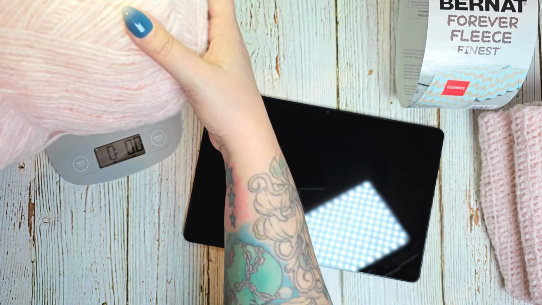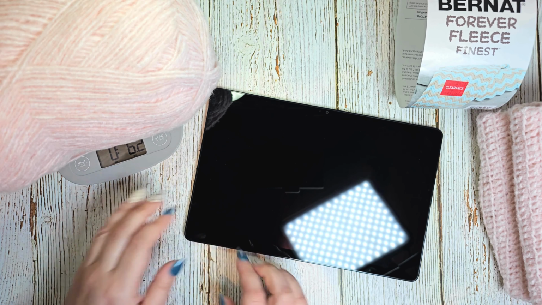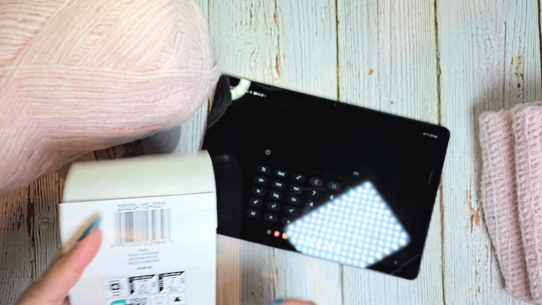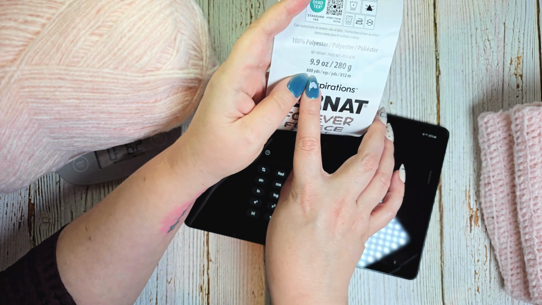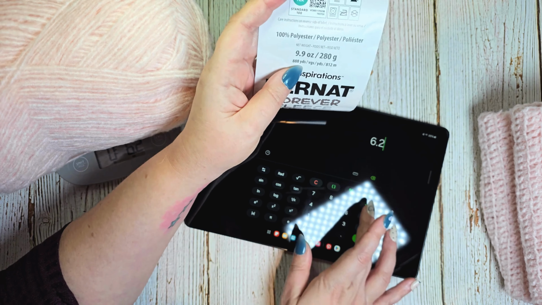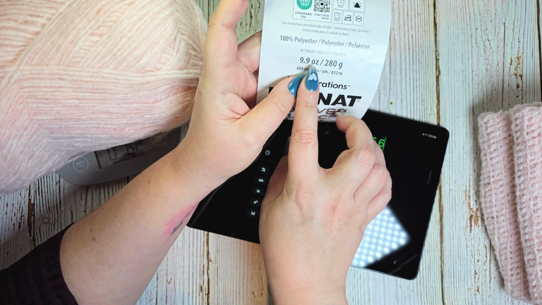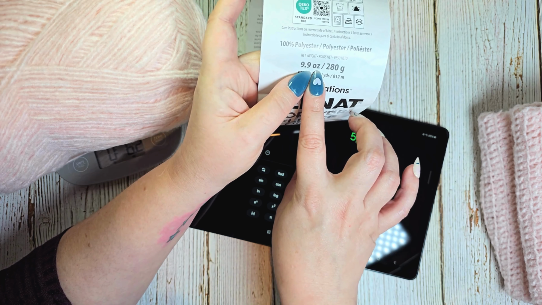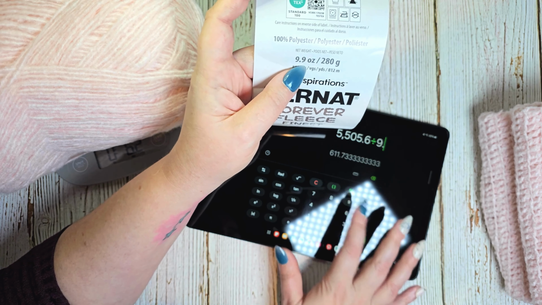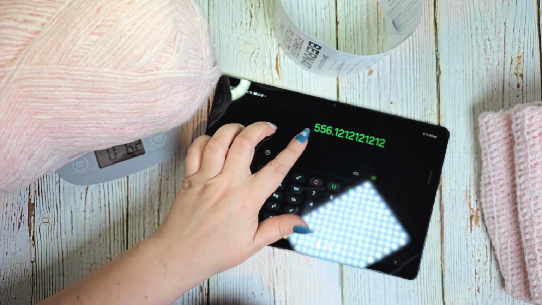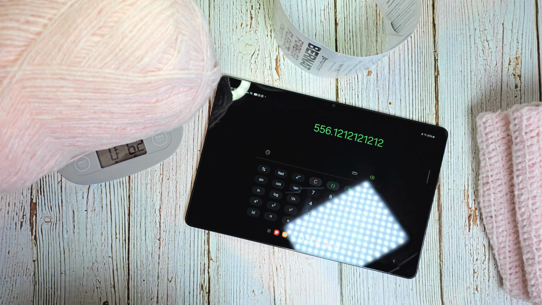So it's going to be the same process, only this time we will weigh the skein. And we have 6.2 ounces. So we will take 6.2 and we will multiply it by the number of yards in a full skein, which is 888 for this. And then we will divide by the ounces of a full skein. So divided by 9.9 means we have 556 yards left in our skein to work with.